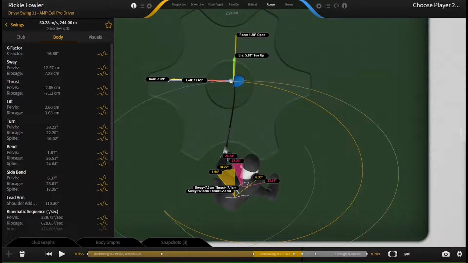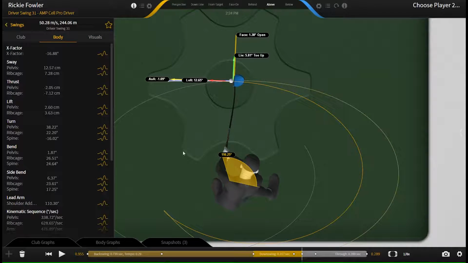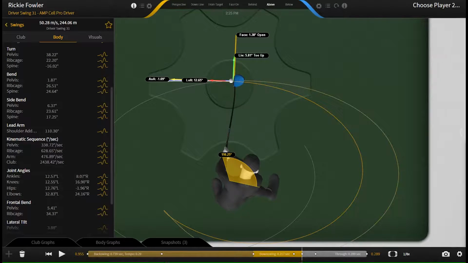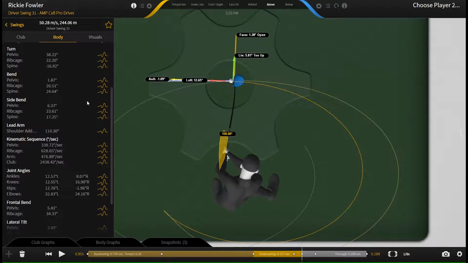Side bend is the angle of lateral flexion of the hips relative to the global horizontal, positive is right, negative equals left, represented in degrees. And finally, the lead arm shoulder adduction angle. This is the angle between the lead upper arm and the horizontal line of the shoulders. There is an additional metric available that will show on certain types of clubs, which will show the lead wrist set angle as well. So we can see that here.